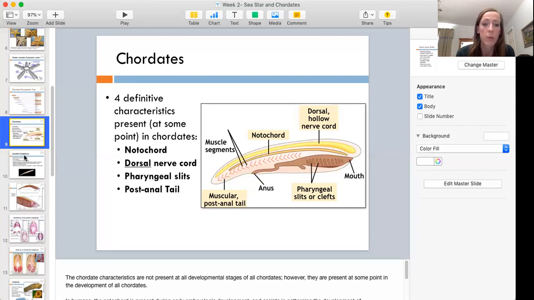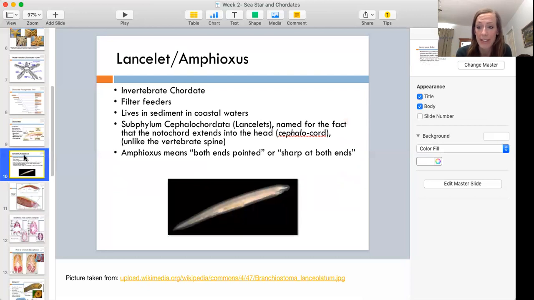Okay, so we're going to start with the lancelet or the amphioxus. It is an invertebrate. It is a filter feeder. So what that means is it kind of burrows into some sediment in the water. It will then just basically filter food, allow things to get trapped in its mouth region, and that will be the nutrient source for the lancelet or the amphioxus. It is in the subphylum Cephalochordata.